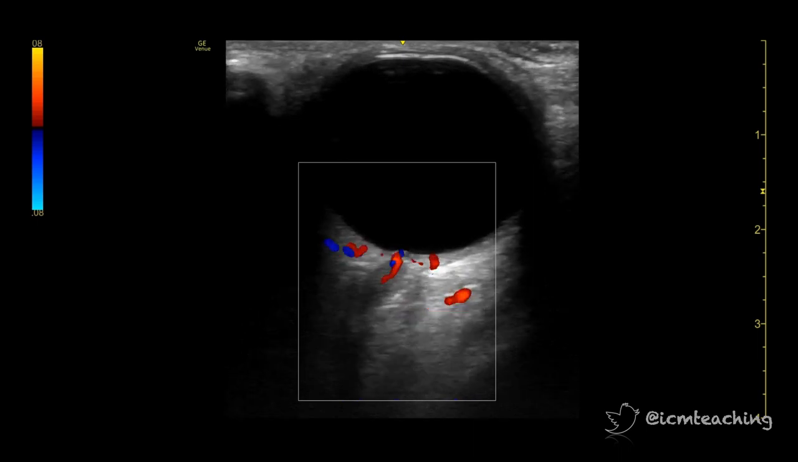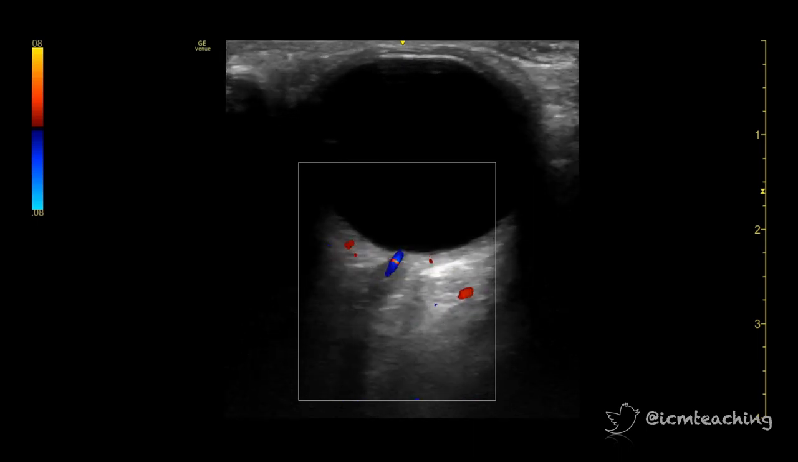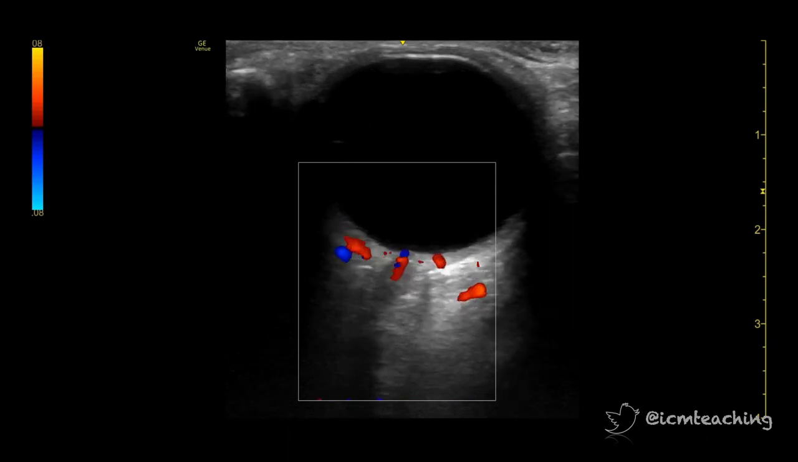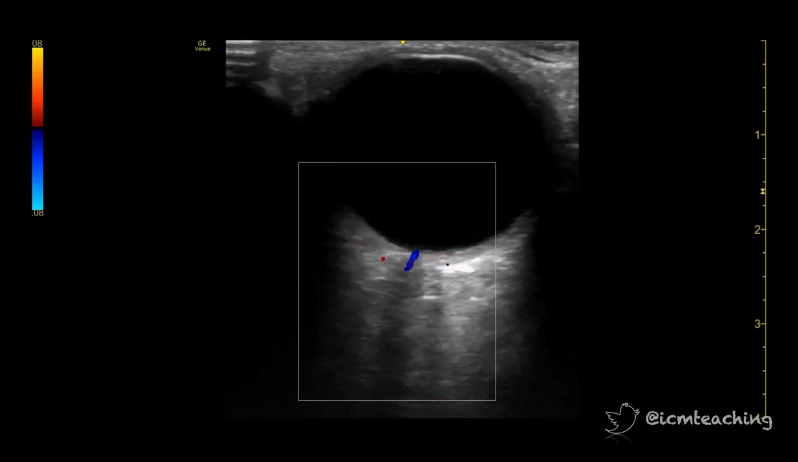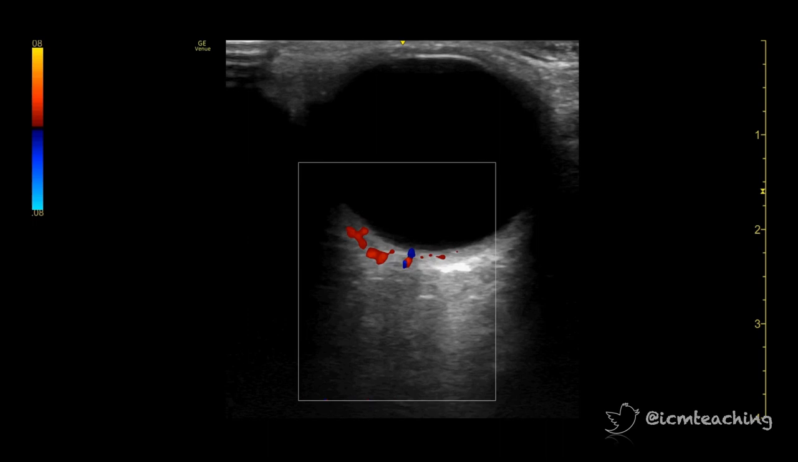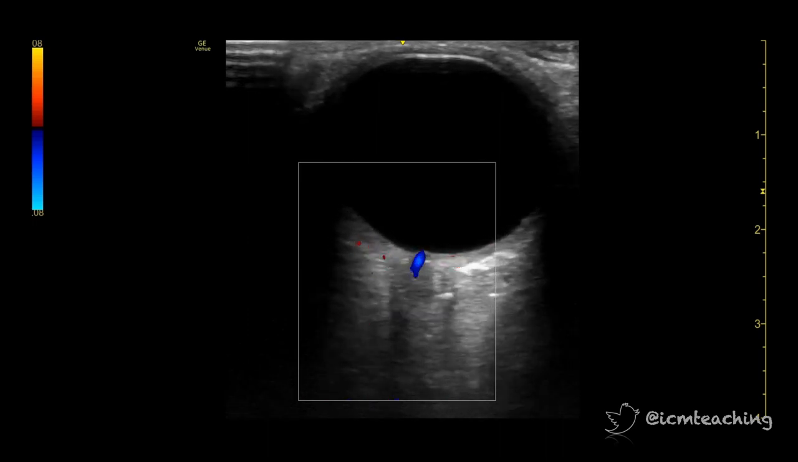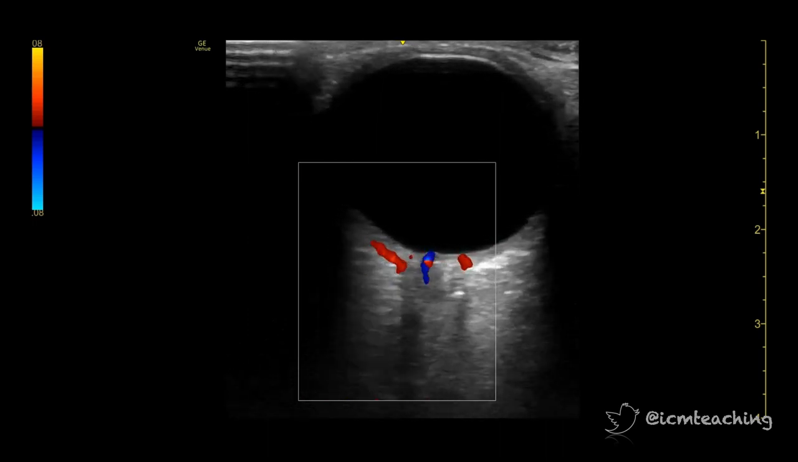If we add coloured Doppler to the scan, so we can see the blood flow in the central retinal artery and vein, this helps us see the nerve changing position even more clearly. And this confirms that we are looking at the optic nerve.